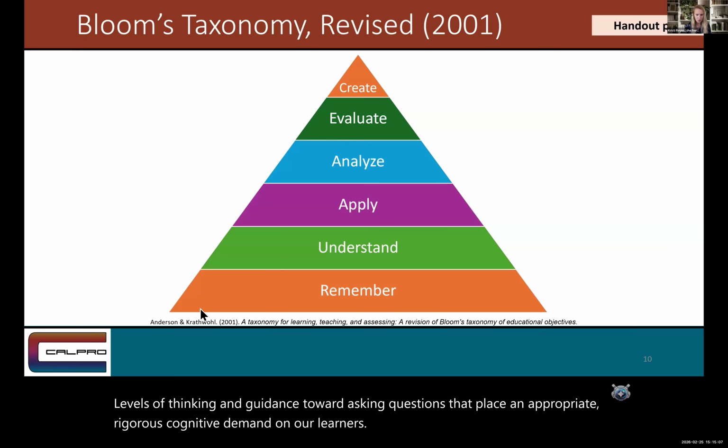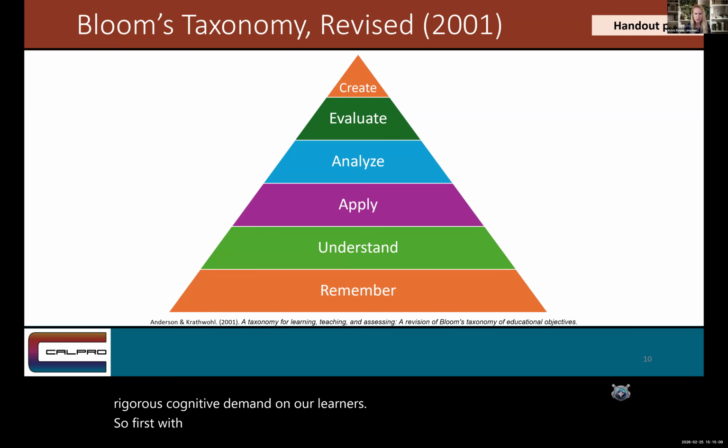So first, with Bloom's taxonomy, if you can just type yes or no, how many of you are familiar with it? Go ahead and type yes or no in the chat. Okay, yeah, I think most of us have been around for a while.